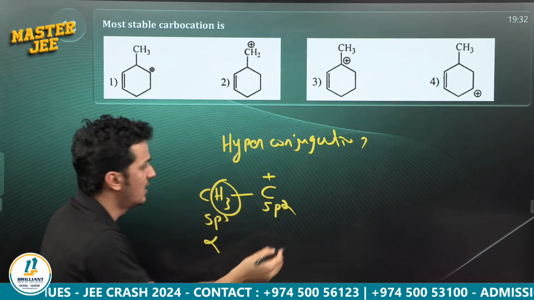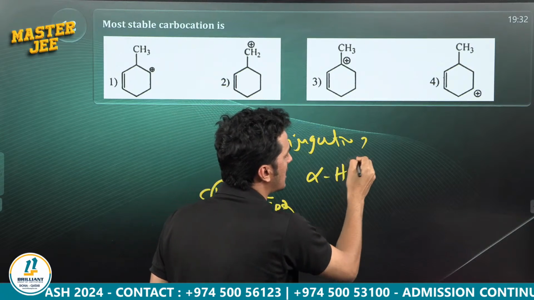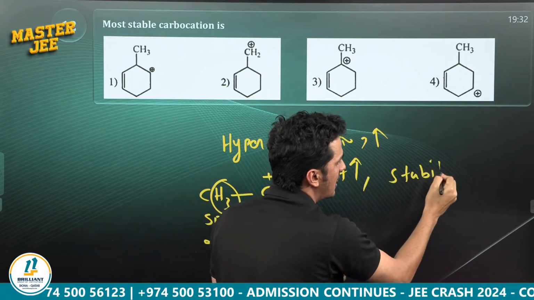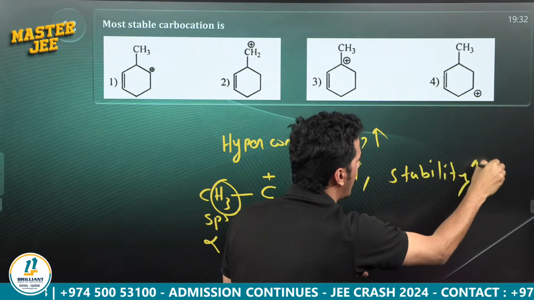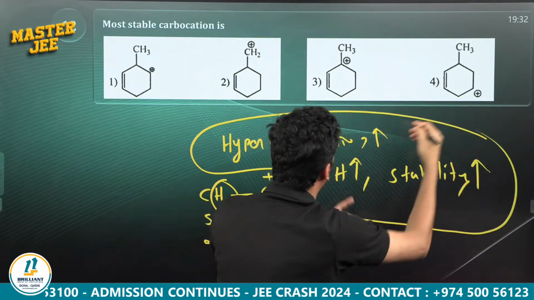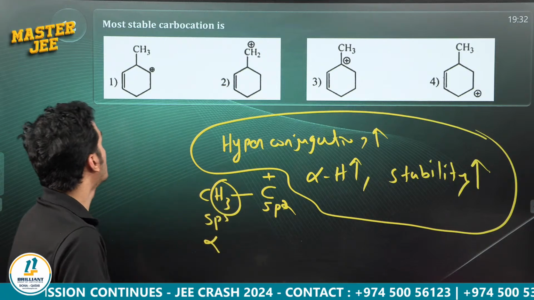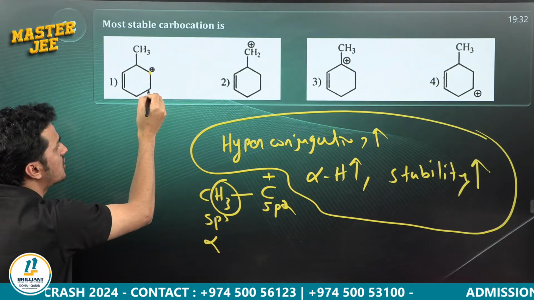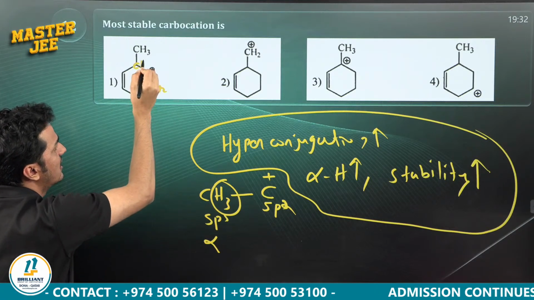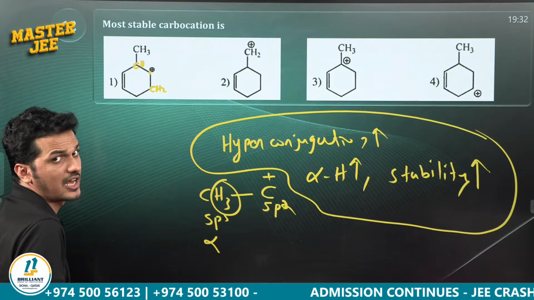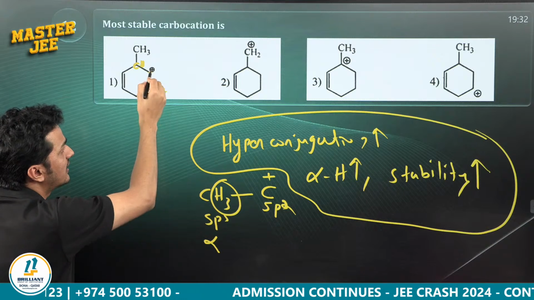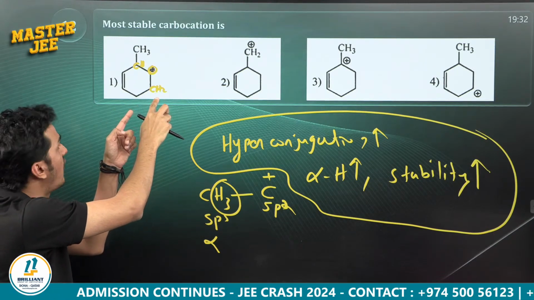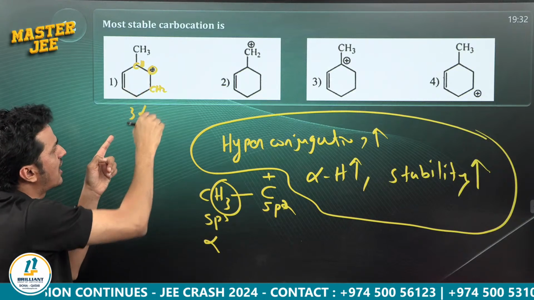If alpha hydrogen increases, then hyperconjugation increases, and so the stability increases. That's the idea you have to remember. Looking at the first carbocation, here CH2 is there, here CH. How many alpha hydrogens are there? This is sp2, our carbocation, our hero, attached with this one. Here 2 alpha hydrogen, here 1 alpha hydrogen. Total 3 alpha hydrogen atoms.